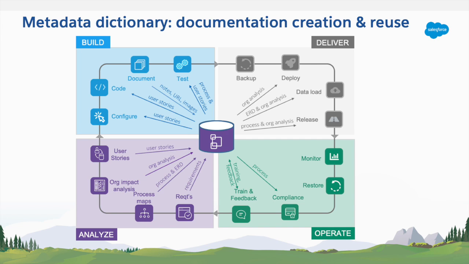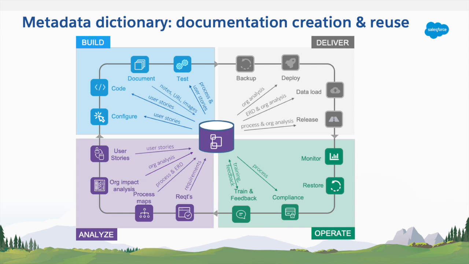So the analysis phase is really about creating content, which then gets used in the build phase. So the user stories are used to configure and code. The process maps will be used in test. But in this phase, we will be generating some documentation. We want to document why we made changes. We want to understand why we have added Apex classes, added record types, why we've added new fields.